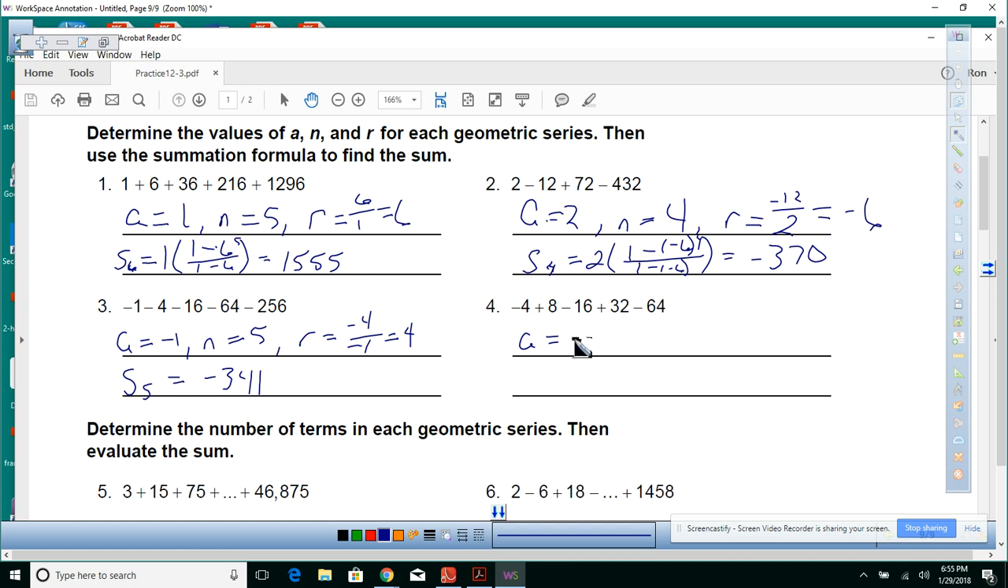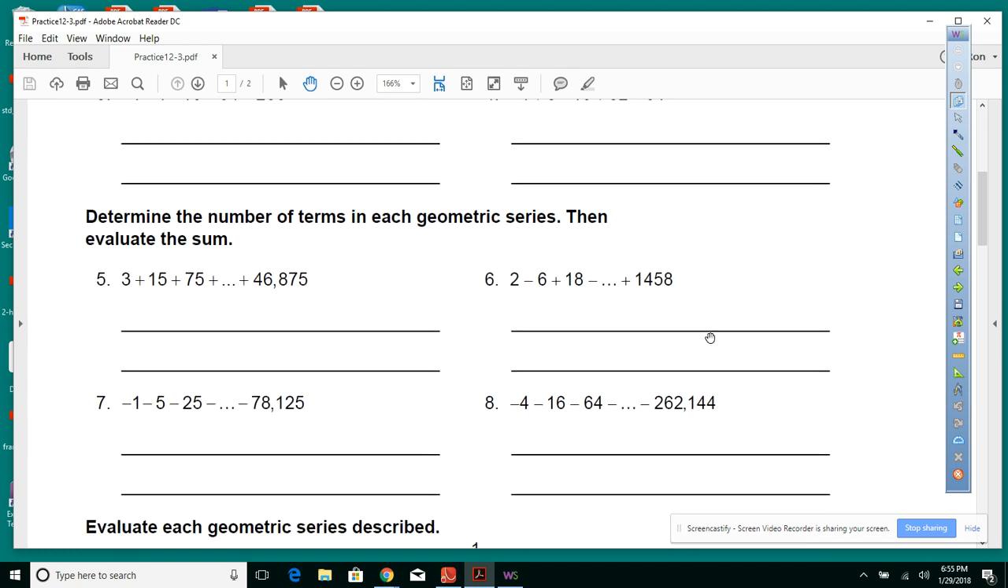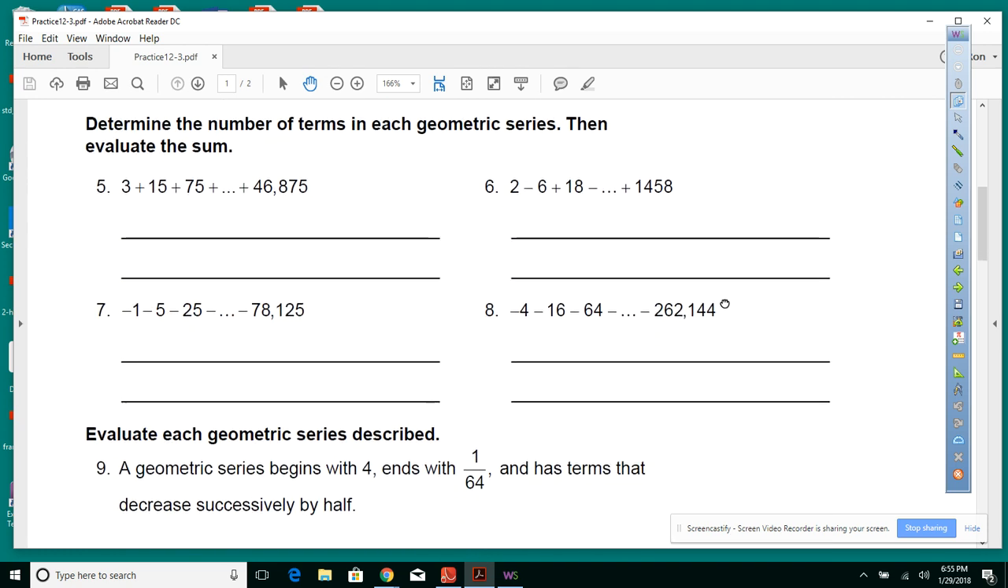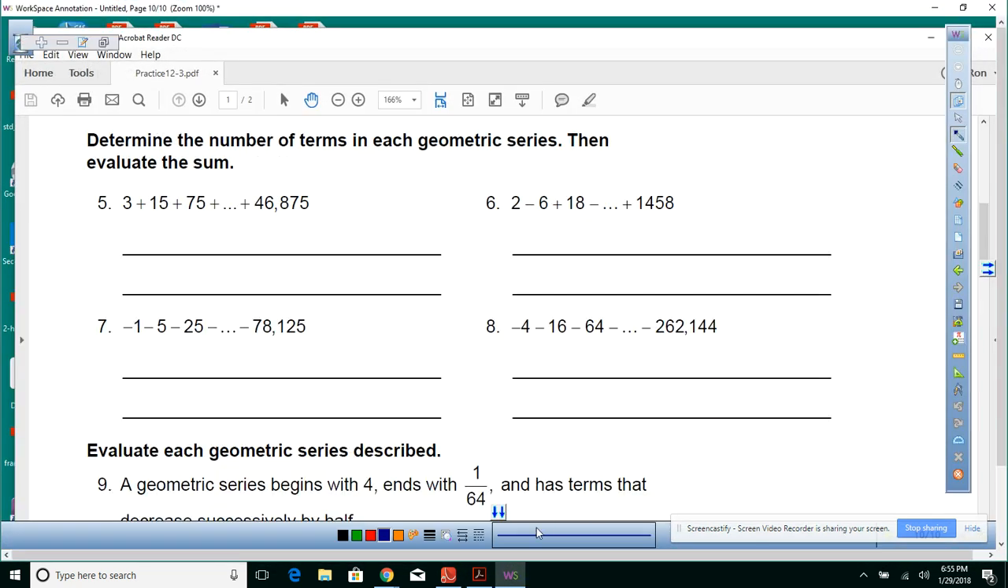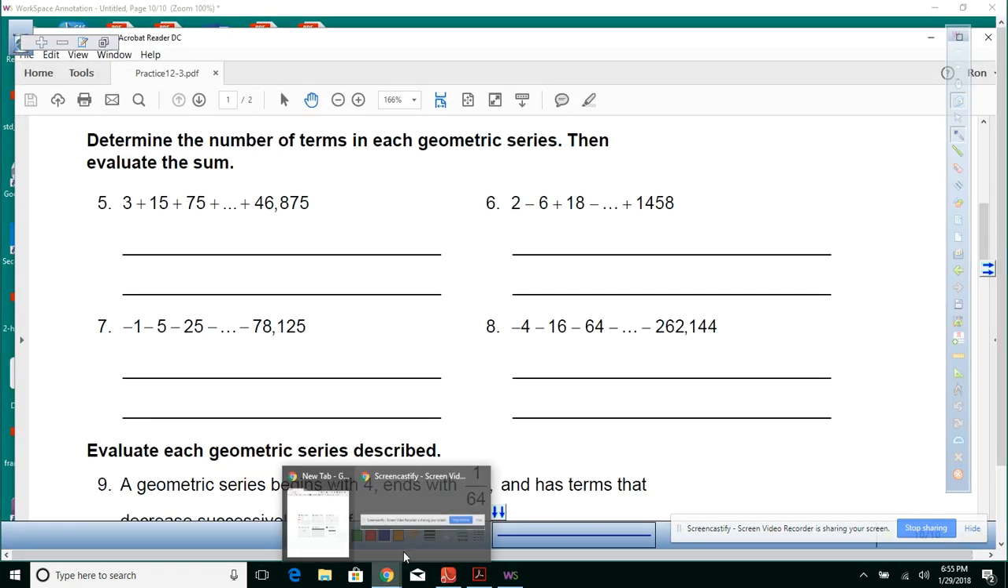A is negative 4. N equals, that's 1, 2, 3, 4, 5. N is 5. And R equals 8 divided by negative 4, which is negative 2. So S sub 5 equals, and your answer should be negative 2. All right. Good job. Determine the number of terms in each geometric sequence.